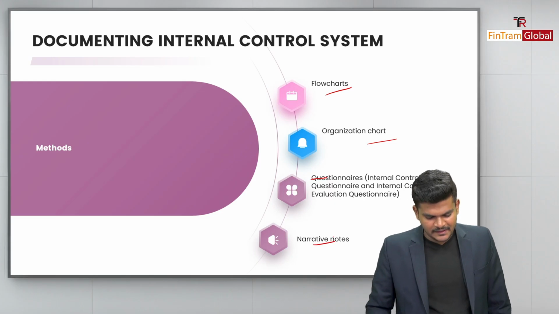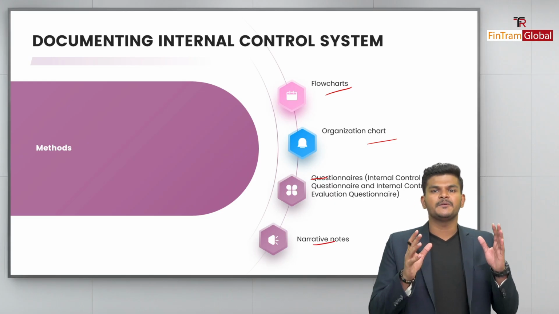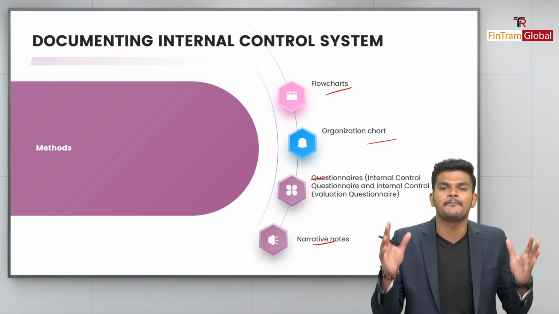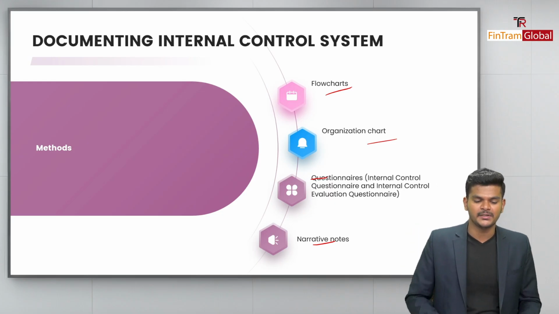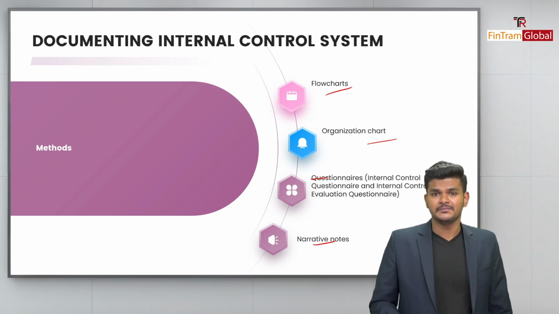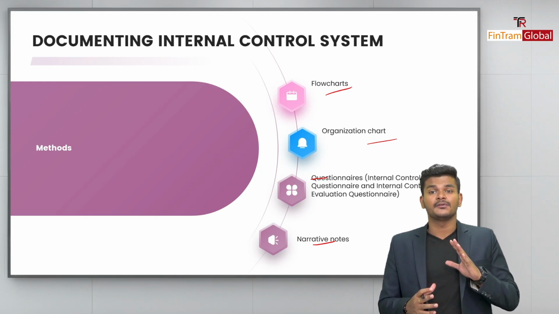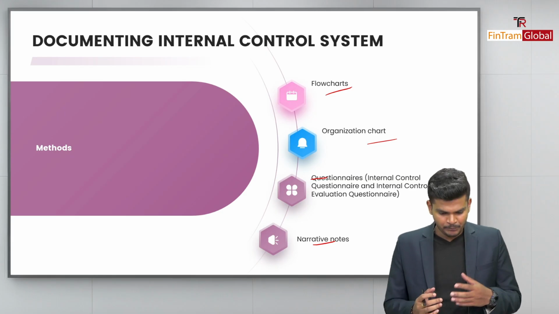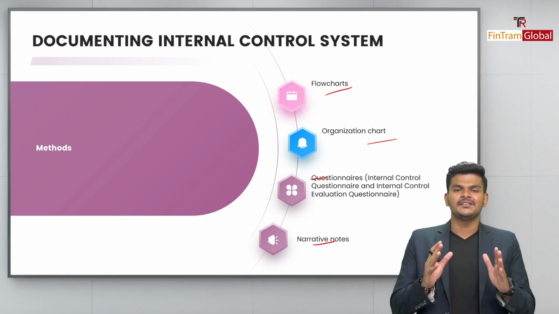Now, ultimately, we have the narrative notes as well, which is another common method. Certain companies prepare these narratives, which are a detailed explanation of the entire process and the related controls. So these are the several methods through which we can document internal control systems. And I'm pretty sure that if you have done past papers, you will understand that this is a commonly tested topic, with the advantages and disadvantages of each of these documentation methods. So be very ready with this particular topic as well.